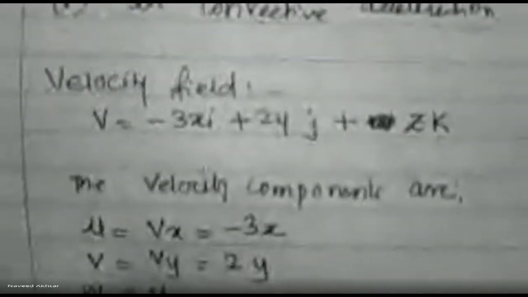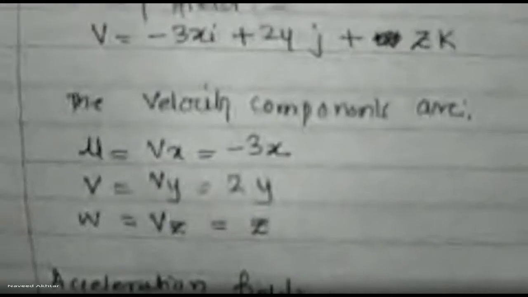So this is the velocity field: V is equal to minus 3x i plus 2y j plus z k. The velocity components are u is equal to minus 3x, v is equal to 2y, and w is equal to z. Now you can find out the acceleration field.